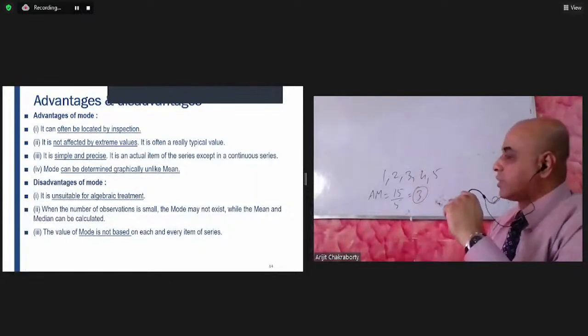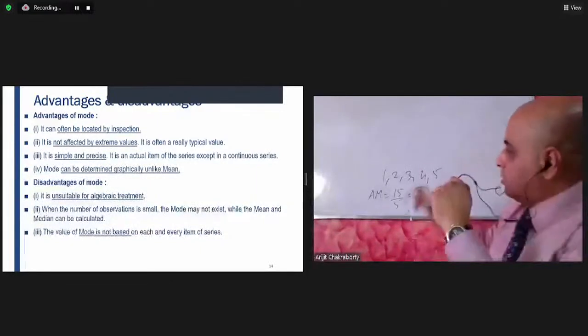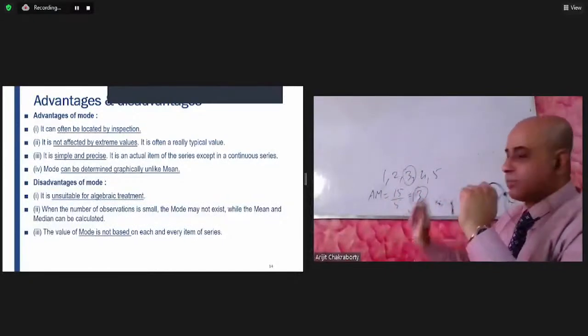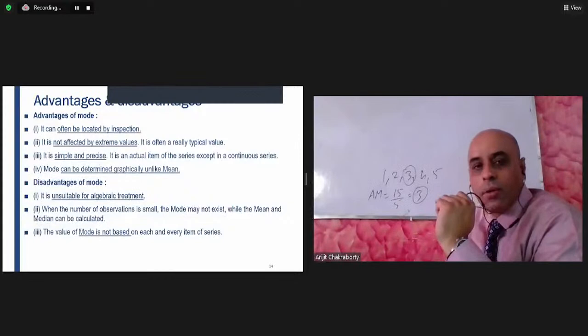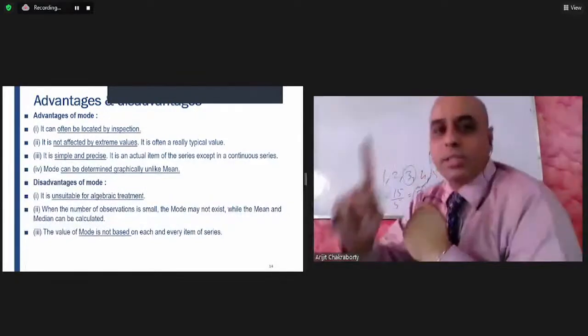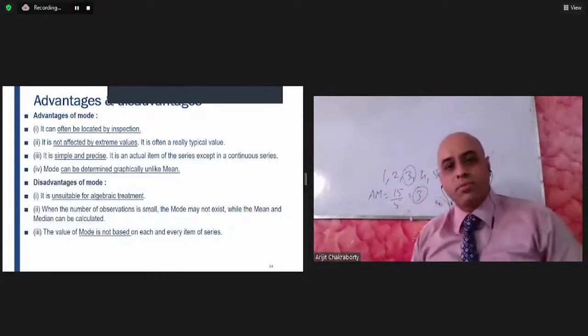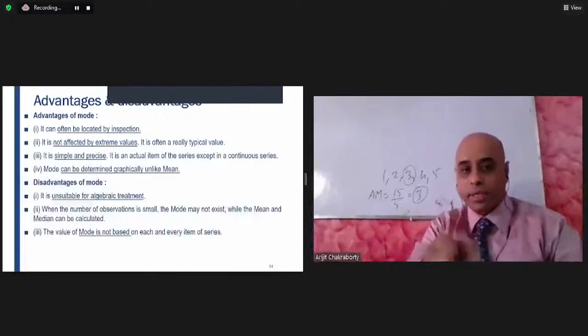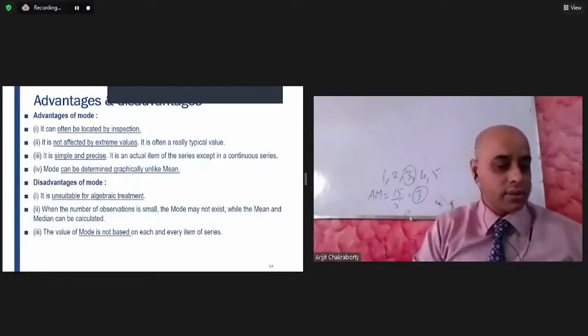What is the median here? Median is also 3. But do these 5 numbers have any mode? No, there is no mode because each number is appearing once. So the frequency is 1, so there is no mode. This is the meaning of the second point under disadvantages.